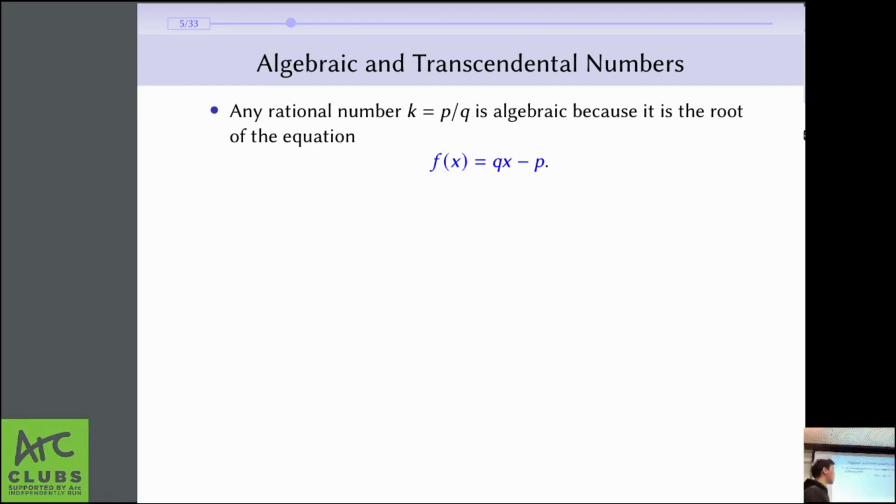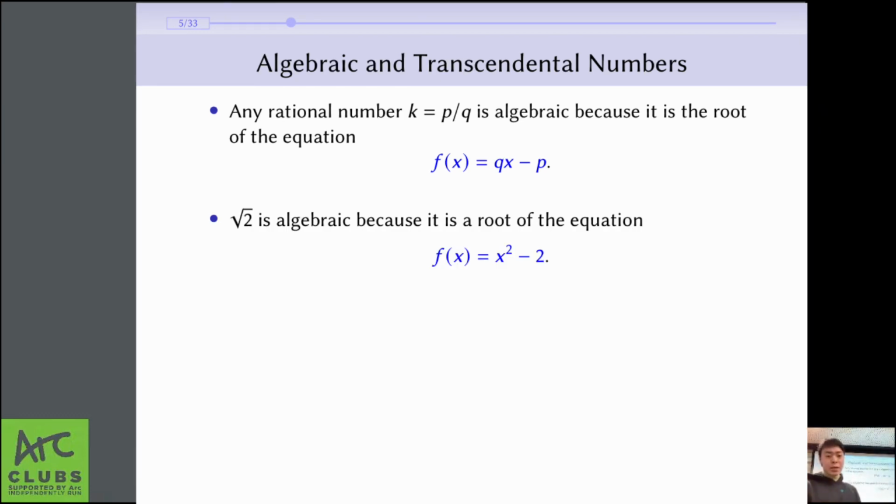Okay, so let's have a look at some examples of algebraic and transcendental numbers. Any rational number is algebraic because you can always find some polynomial. If we set k equal to p over q, then this is algebraic because it is clearly a root of the polynomial qx minus p. If you substitute p over q into this equation, you get 0. Square root of 2 is also algebraic because it is a root of the polynomial x squared minus 2. Each of these coefficients are clearly integers, so square root of 2 is also algebraic.